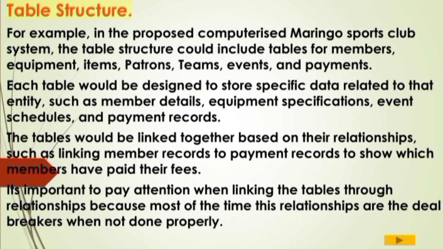Table structure. For example, in the proposed computerized Maringo Sports Club system, the table structure could include tables for members, equipment, items, patrons, teams, events, and payments. Each table would be designed to store specific data related to that entity, such as member details, equipment specifications, event schedules, and payment records. The tables would be linked together based on their relationships, such as linking member records to payment records to show which members have paid their fees.